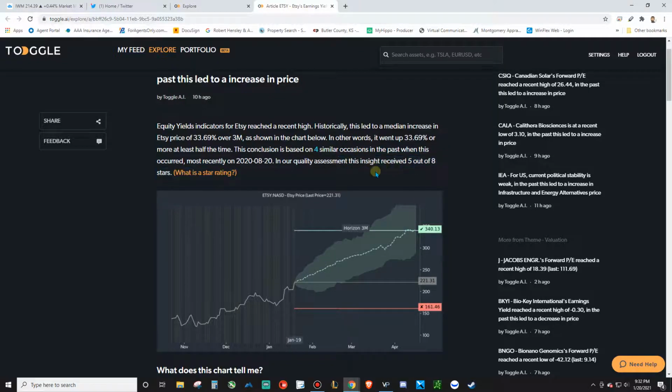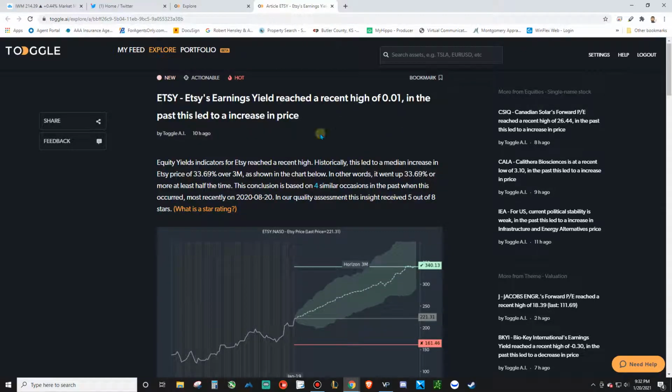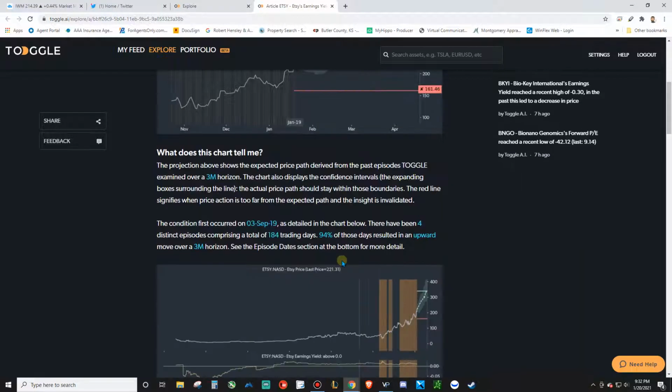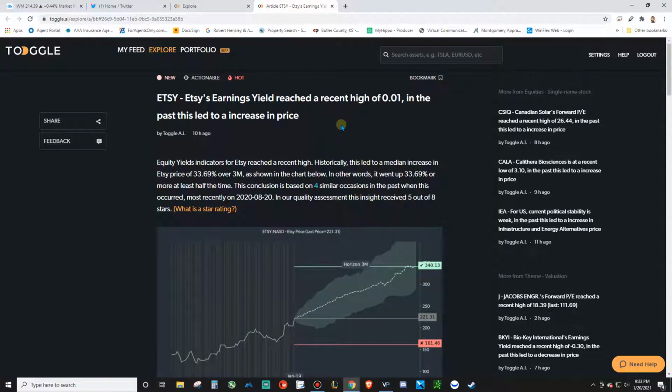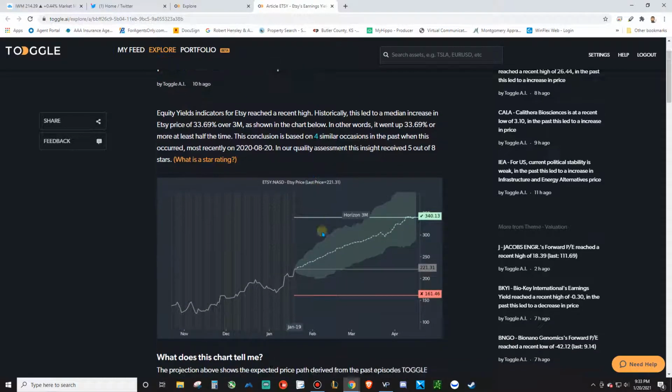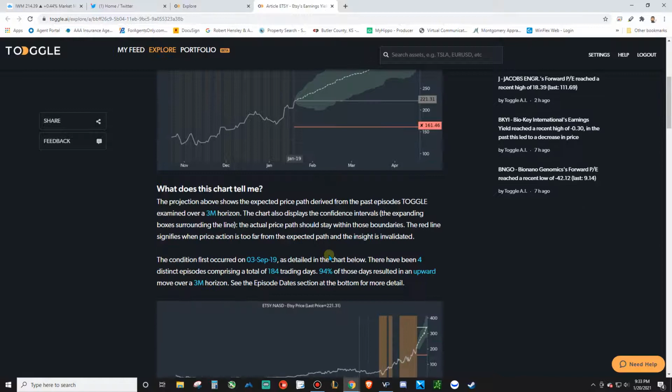I don't care about their quality assessment, but I do like the stock. And that is an interesting little insight into what could possibly happen. The projection above shows the expected price path derived from the past episodes over a 3 month horizon. So it's giving you the reason, some statistics on it, and a chart based on the last, in this case, four similar occasions.